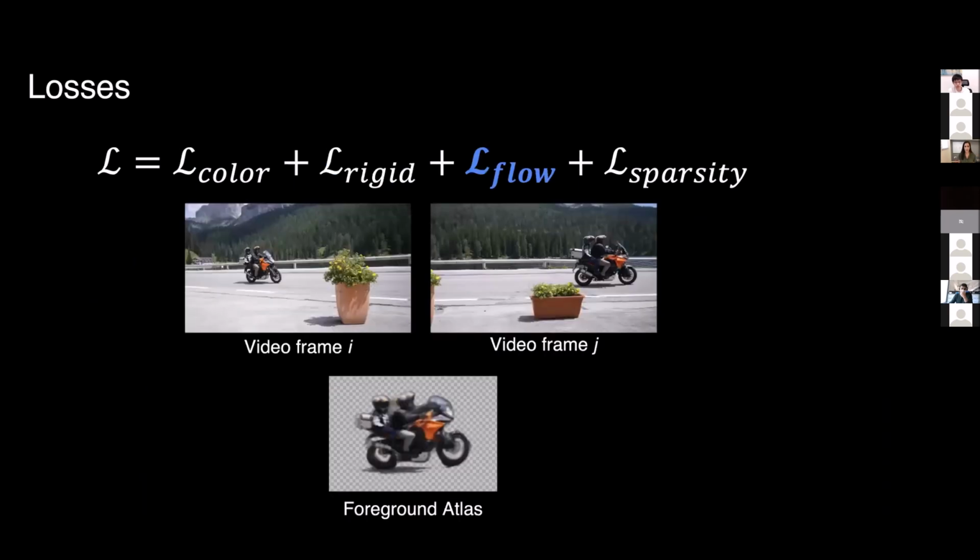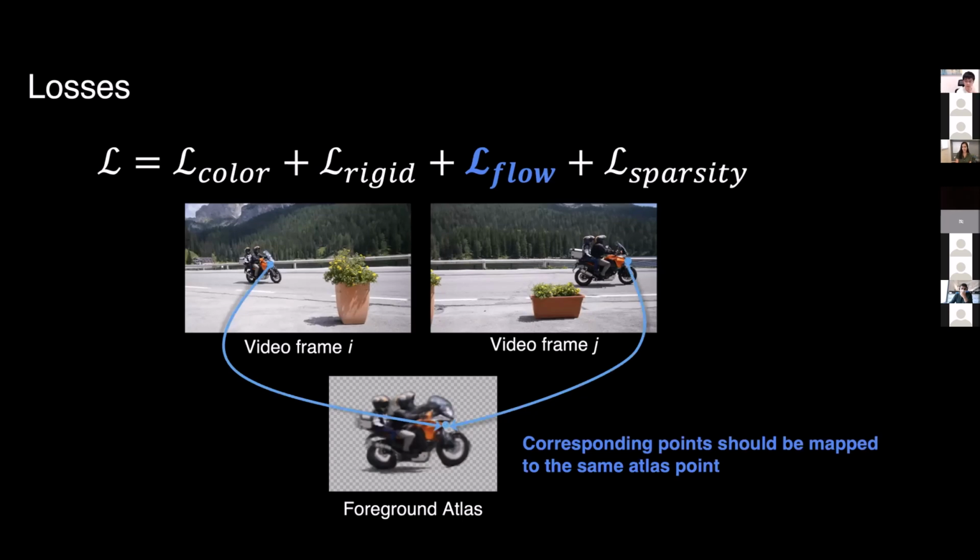We have an additional loss that is based on optical flow. Ideally, we want each point in the atlas domain to correspond to a physical point in the world. And again, we don't have any 3D information. So our way to encourage that is through 2D optical flow. We want two corresponding points to be mapped to the same point in the atlas space. So this loss encourages that using a pre-computed optical flow.